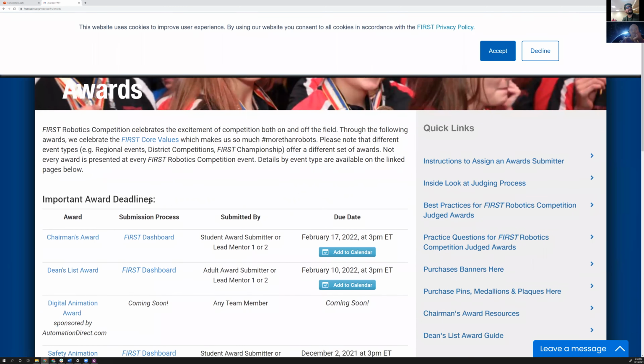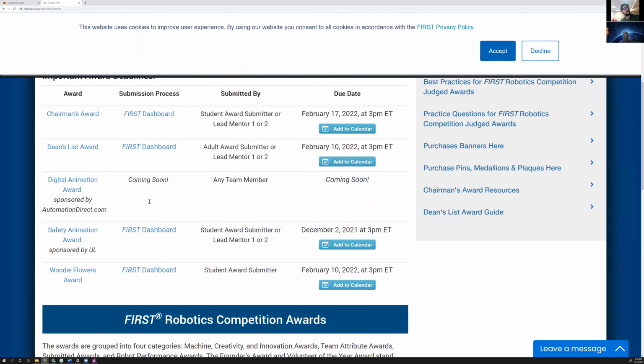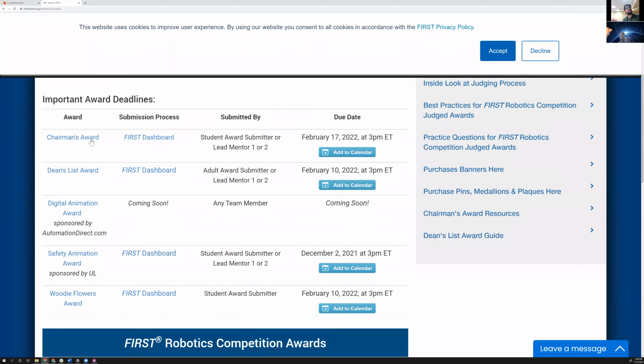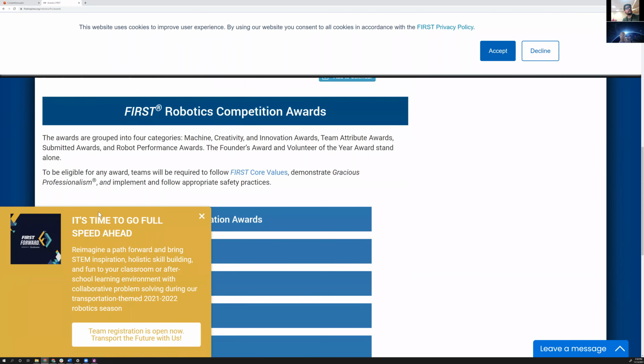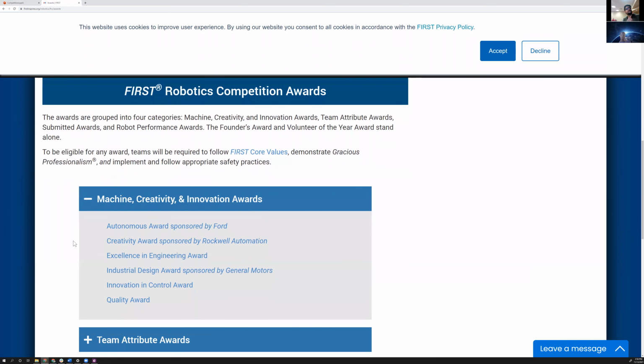So these are some award deadlines here. I'm trying to figure out if this has all the awards or not. Okay, so there's Chairman's Award. Let's see, does this go into details? I don't want to go full speed ahead right now. All right, so there's some Machine Creativity and Innovation Awards that they've got grouped here together: Autonomous Award, Creativity Award, Excellence in Engineering Award, Industrial Design Award, Innovation in Control Award, and Quality Award.